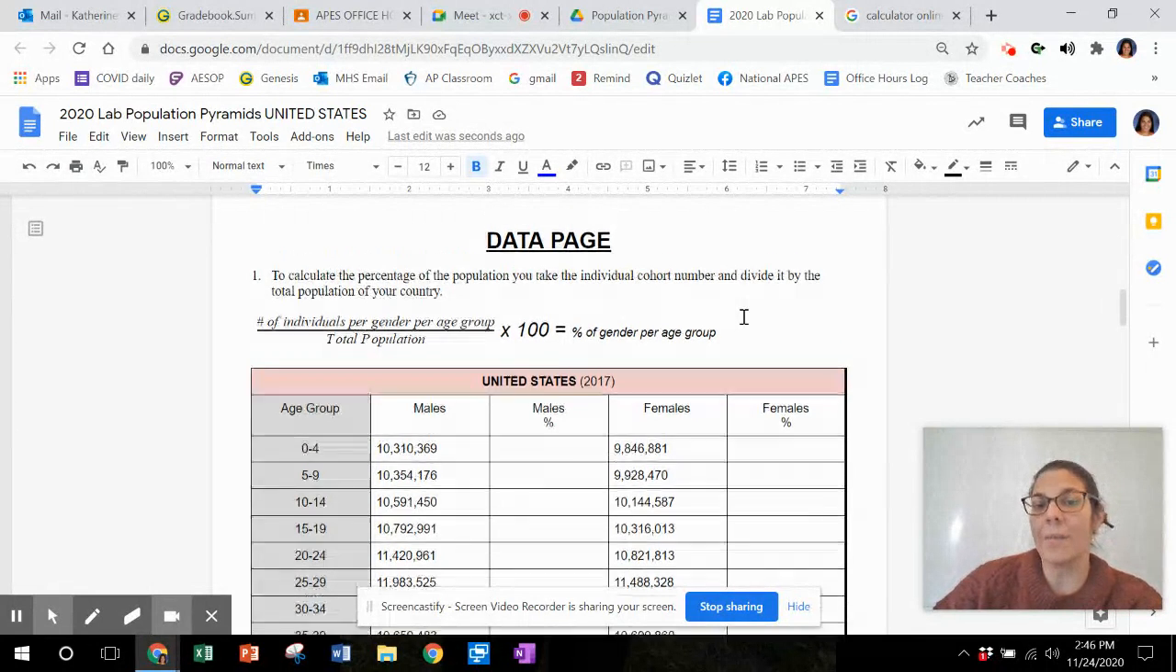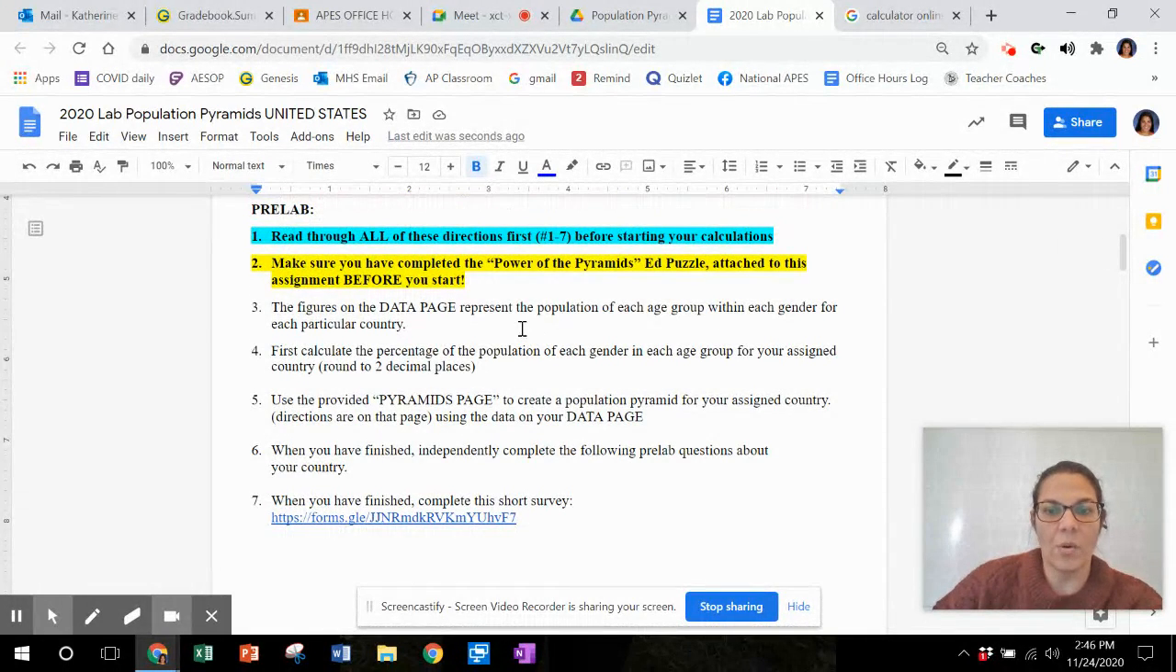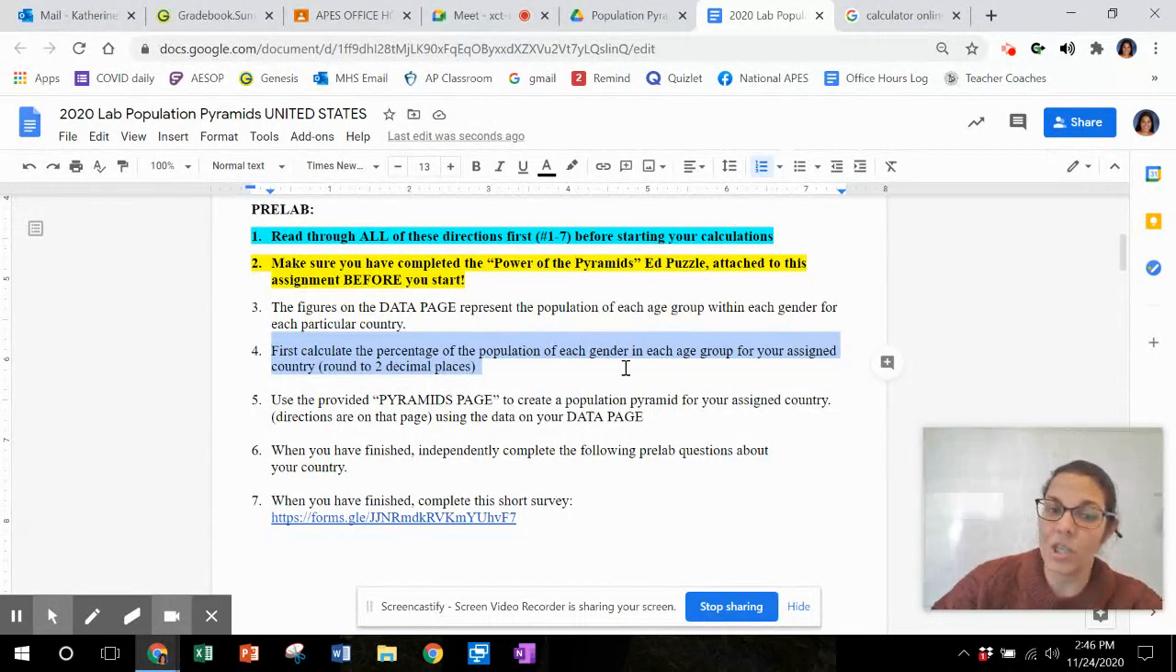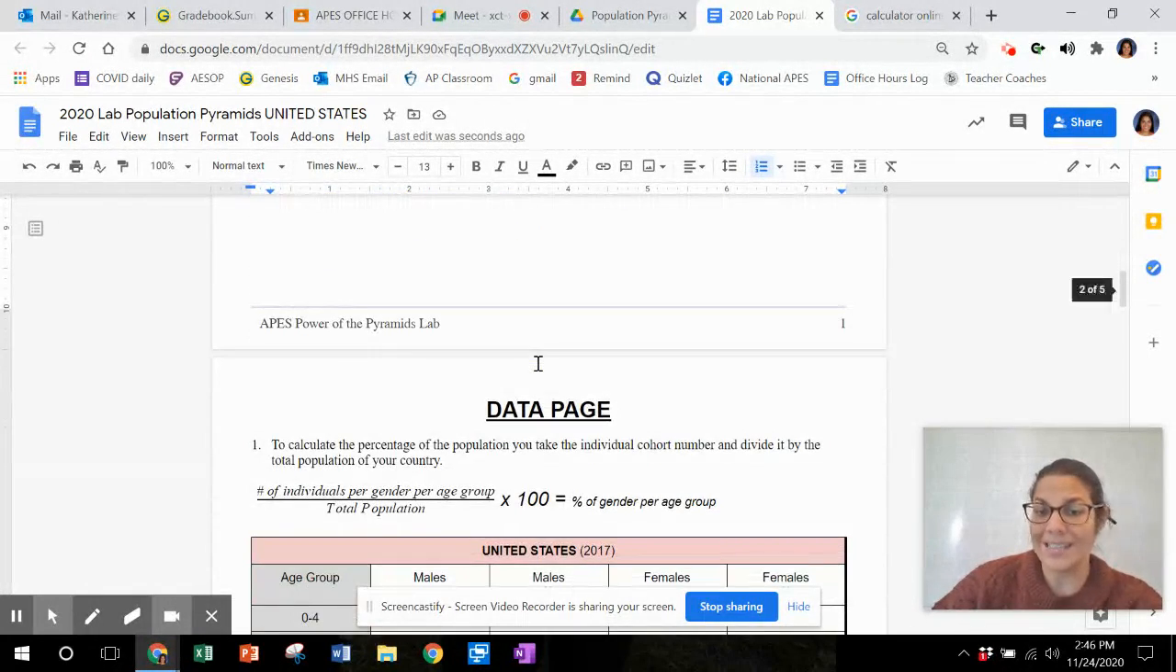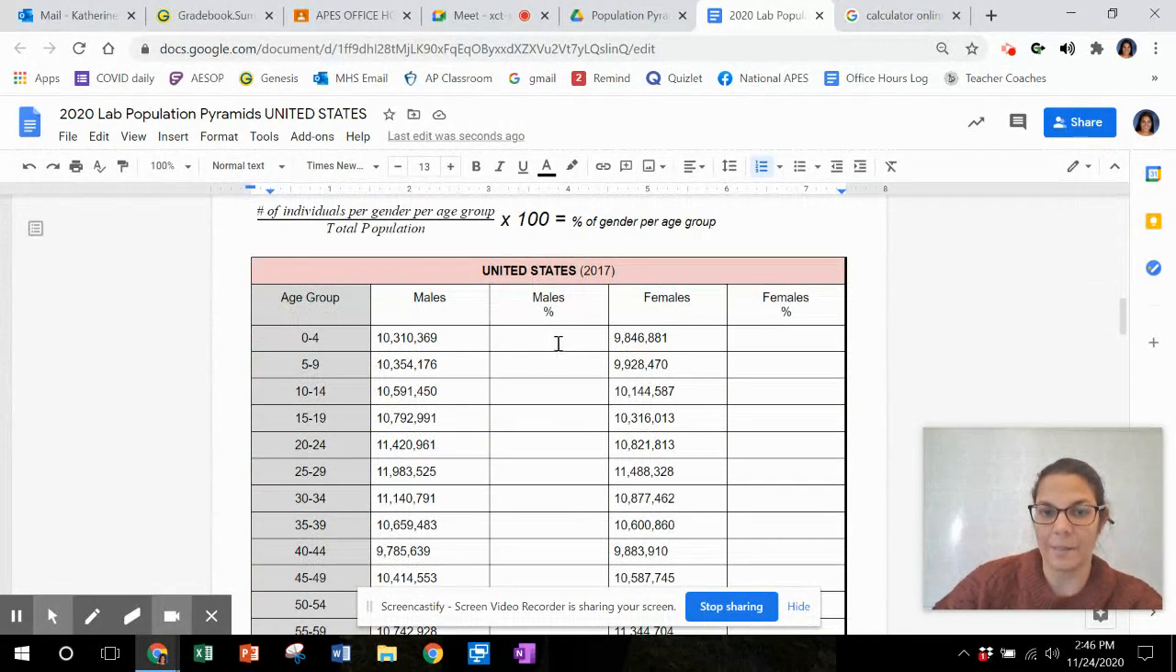People always ask, how many decimal places do I round to? You go up here, look at number 4. It says first calculate the percentage of the population, round to 2 decimal places. Whether you round up or down, it doesn't necessarily matter. Just do it consistently.